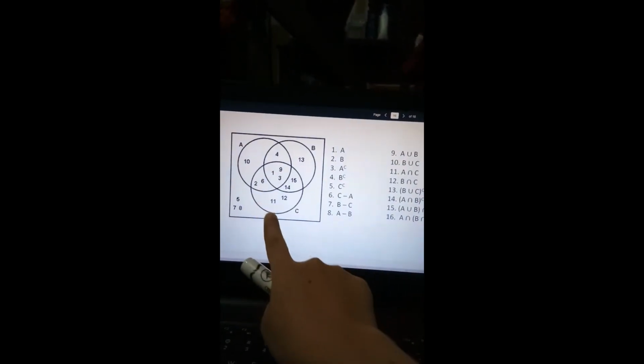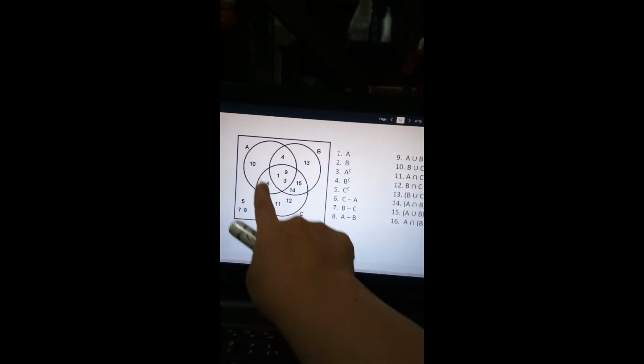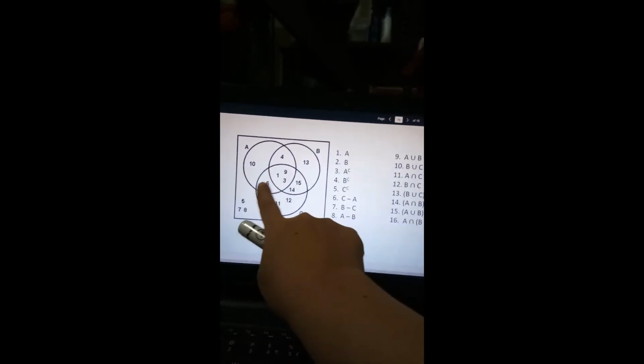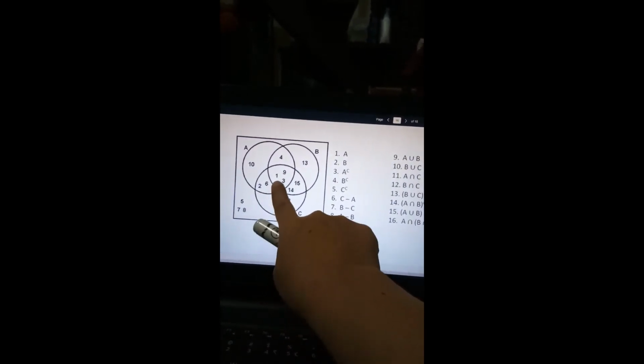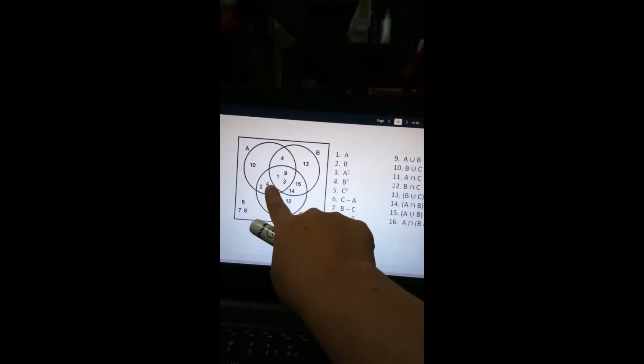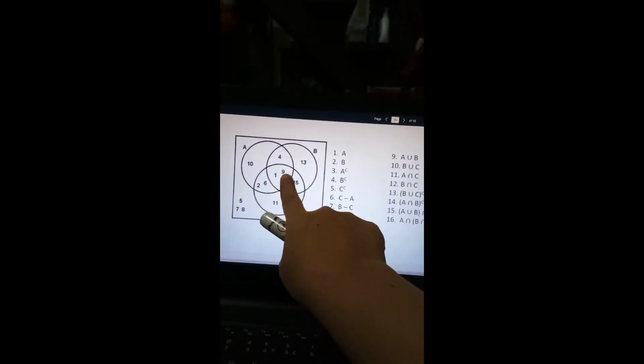Next, A intersection C. What are the common elements of A and C? This is your A, and then this is your C. So, ano yung common nila? The answers are 2, 6, 1, 3, 9.